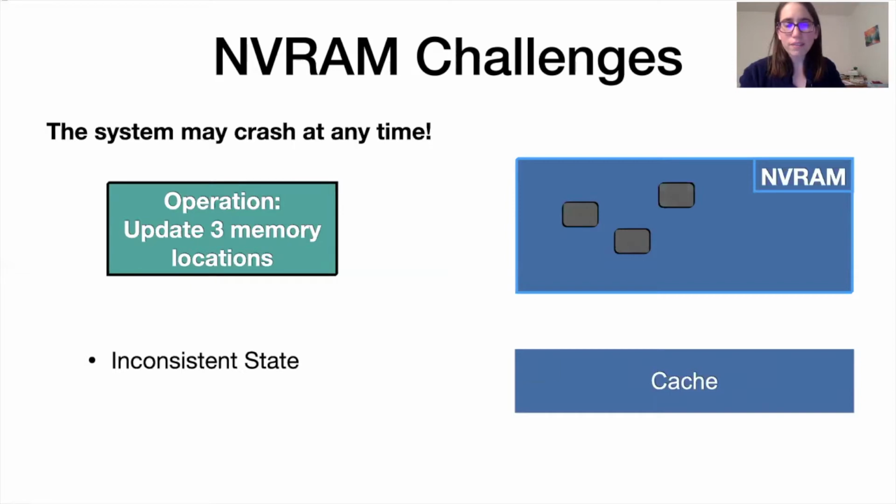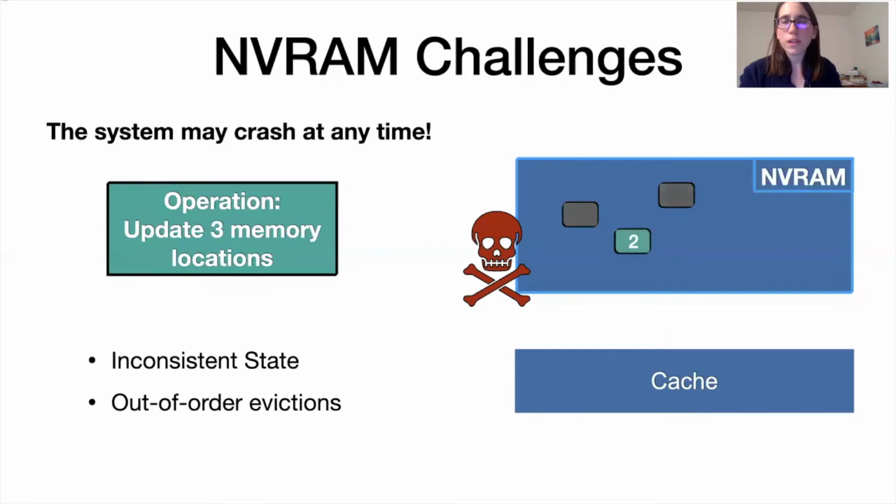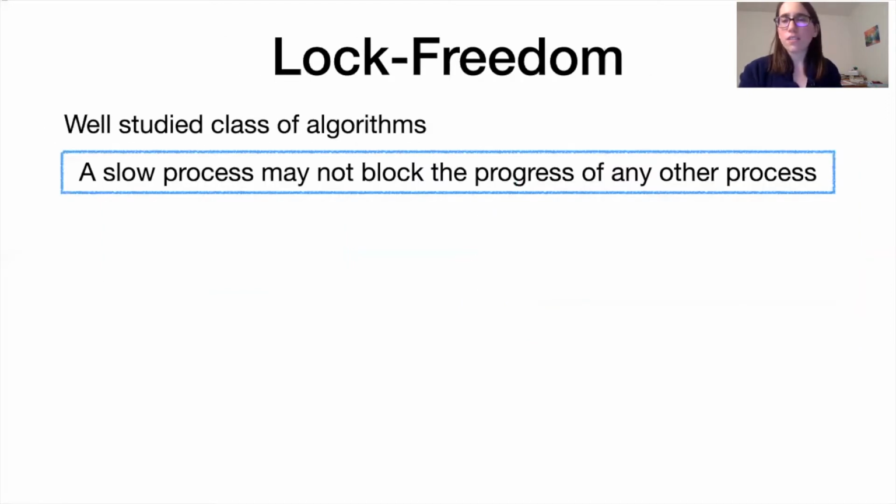So let's say that we have our updates, and we actually write all 3 of them on cache. Before they're persistent, they have to be evicted from cache and written onto memory. And cache evictions can happen out of order. So in particular, it could happen that the second update reaches memory before the first. And if we have a crash at this point, we're in an even worse inconsistent state, because this state not only is in the middle of an operation, but would not have been reachable in a normal execution without a crash.